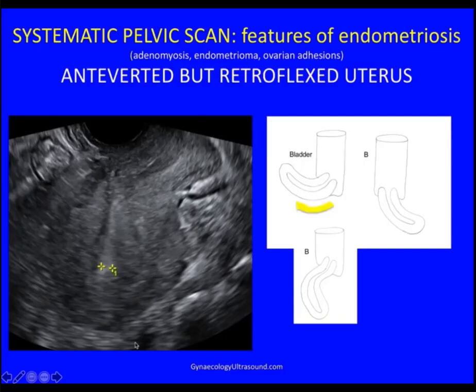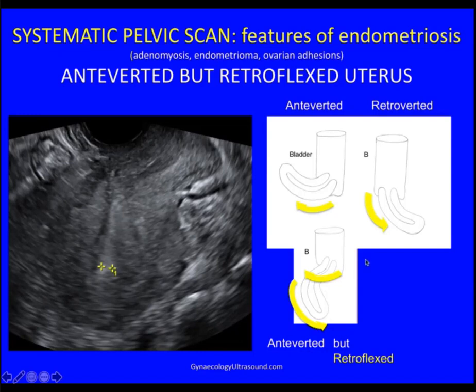And just to say again, if you've got the bladder here, if the cervix is pointing this way, then this means it is anteverted. If the cervix is pointing backwards, it is retroverted. And in this example, if the cervix is pointing forward but the uterus then backwards, this is retroflexed. So this uterus is anteverted but retroflexed, and that means you have to look for adhesions that are pulling the back of the uterus that way.